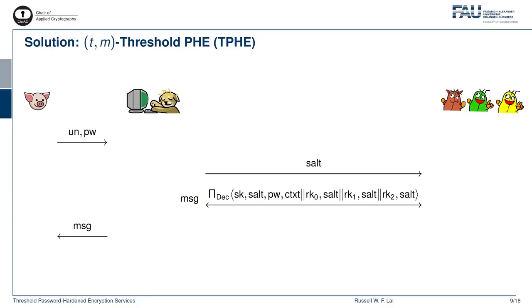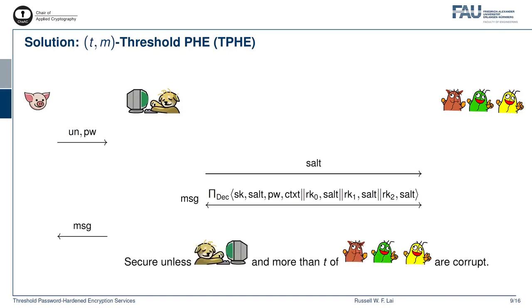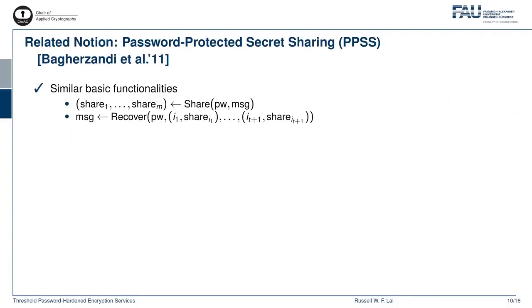As before, the interface for the client remains the same, and the decryption protocol between the server and the rate limiter is replaced by a multi-party protocol between the server and several rate limiters. As the name T-out-of-M threshold PHE implies, we want a TPHE scheme to be secure unless both the server and more than T of the M rate limiters are corrupt. A related notion that is worth mentioning is that of password protected secret sharing, or PPSS.